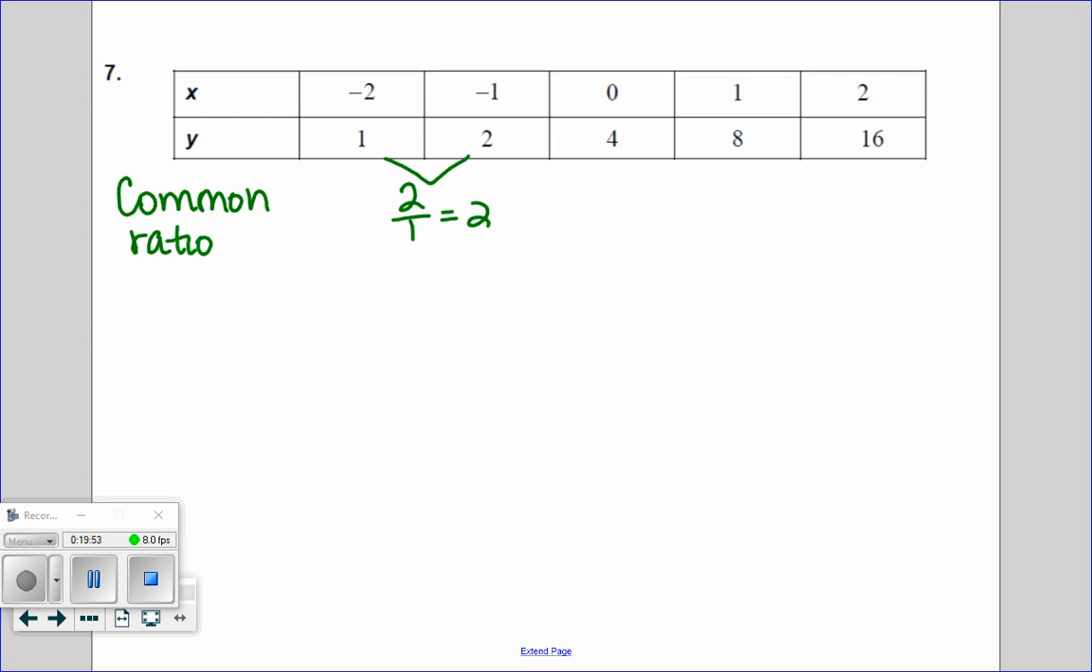If I do the common ratio here, what's 4 over 2? Also 2. That tells me that 2 got multiplied by 2 again, and we got 4. If we do this one right here, 8 over 4, that simplifies to 2, right? That tells me that 4 got multiplied by 2 to give me 8. And just for safety here, we're going to do the last one. 16 divided by 8 is still 2, which means that 8 got multiplied by 2 to give me 16. So basically, they are multiplying by 2 every time to get the new value. That's the pattern. That makes this exponential.